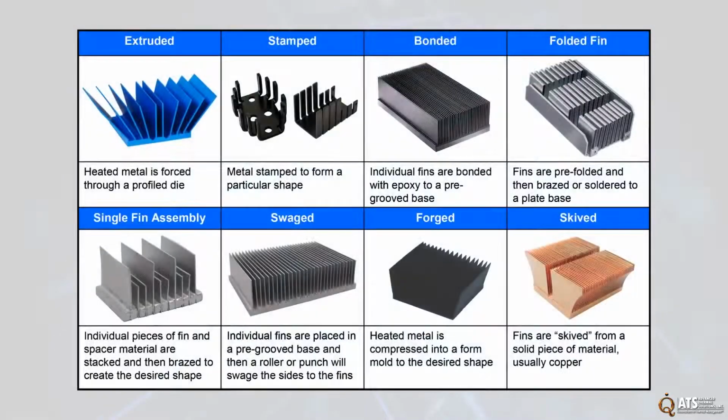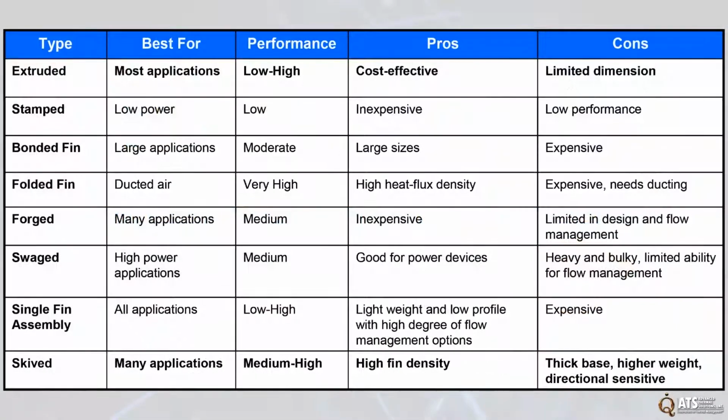There are many types of heatsinks, including extruded, stamped, bonded, folded fin, single fin, swaged, forged, and skived. There are pros and cons to using each type of heatsink, as you'll see in this chart. However, extruded heatsinks tend to be the most commonly used due to their performance and cost. The thermal solution is considered the first step and is closely followed by the preferred attachment method.